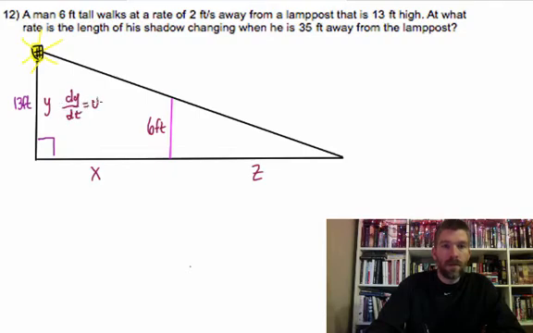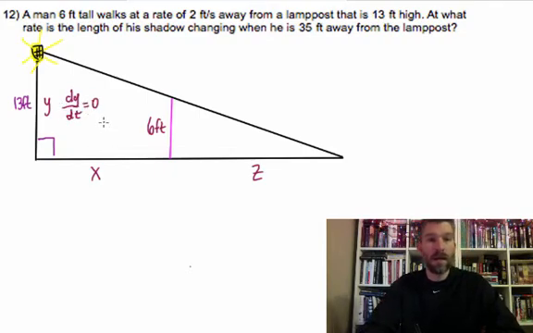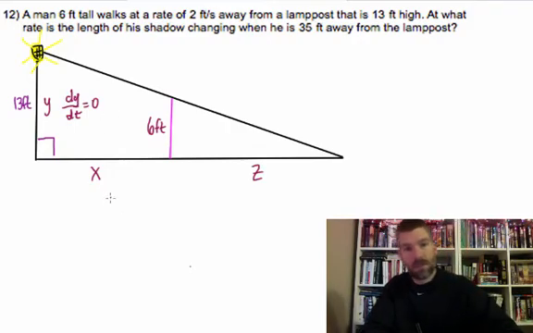dy/dt is going to be 0, okay? Because the length of the lamppost above the ground does not change. It stays at 13 feet. So there's no change. If there's no change, there's no rate of change. If there's no rate of change, it's 0.